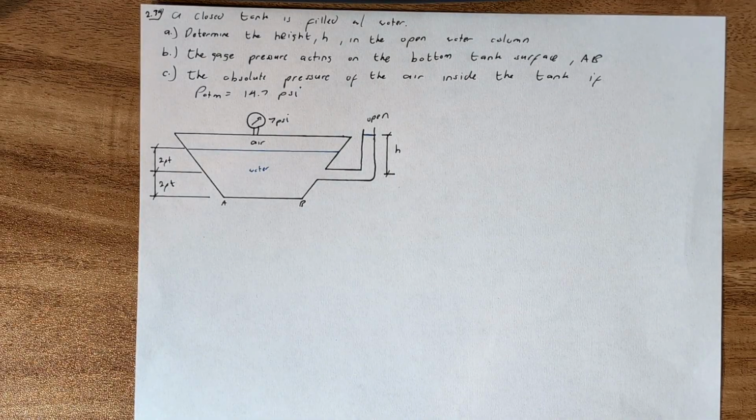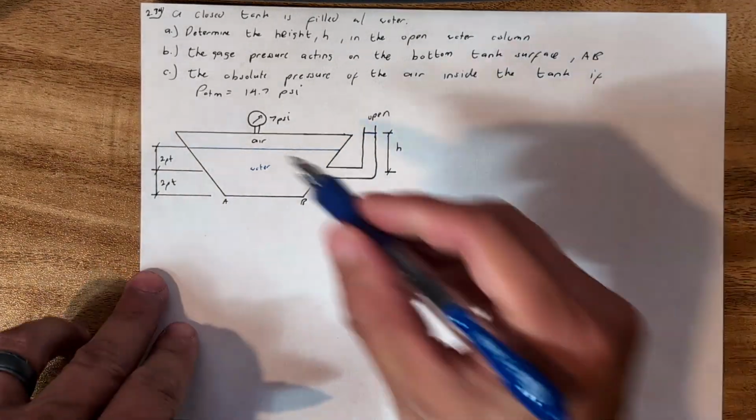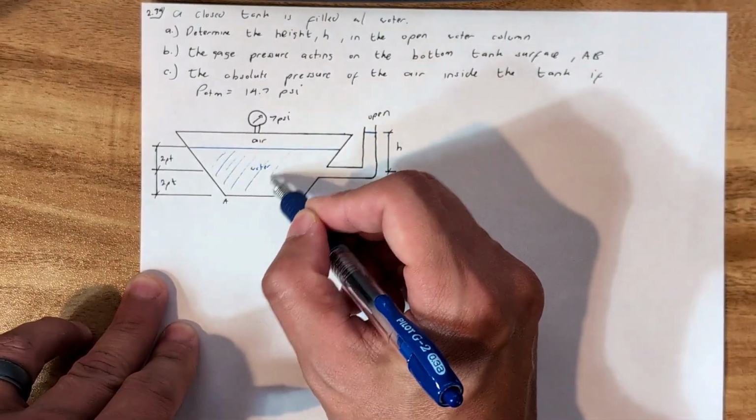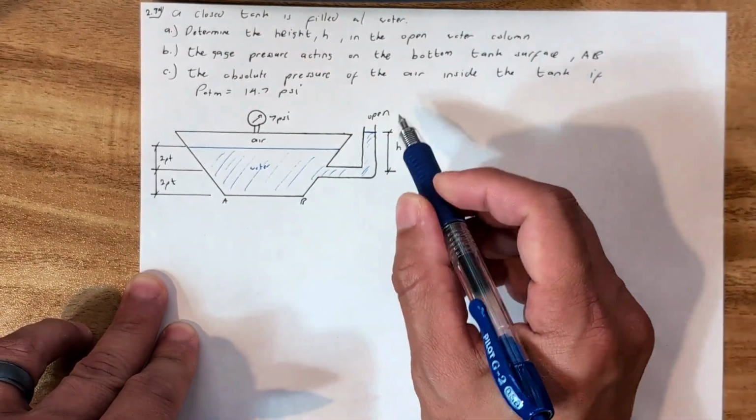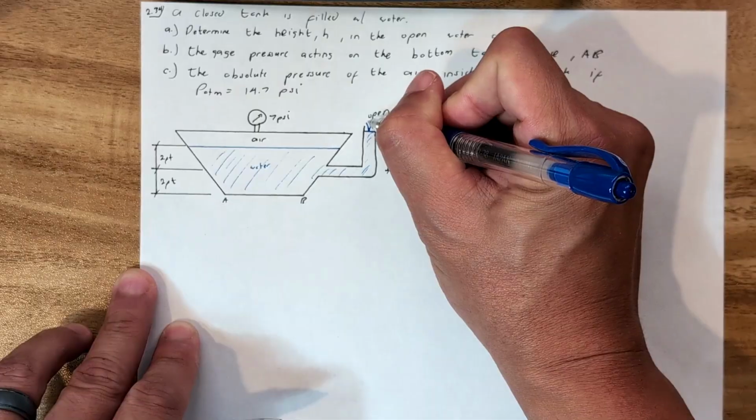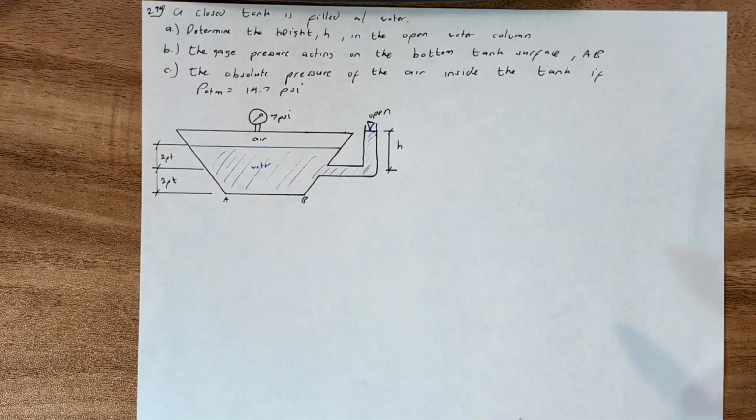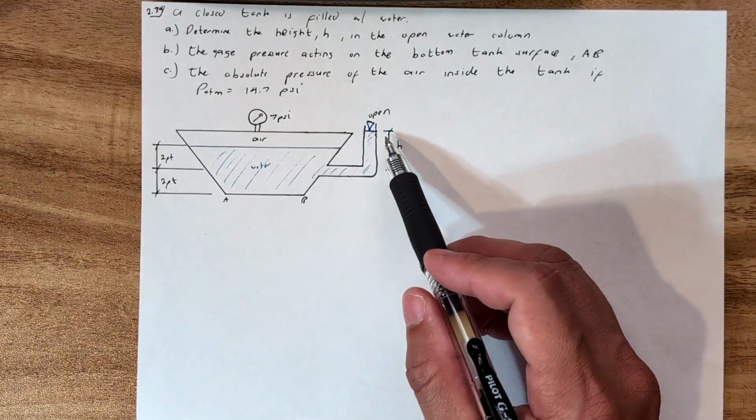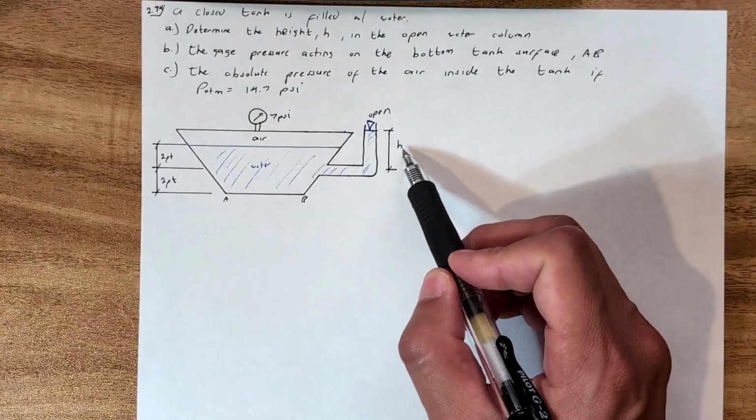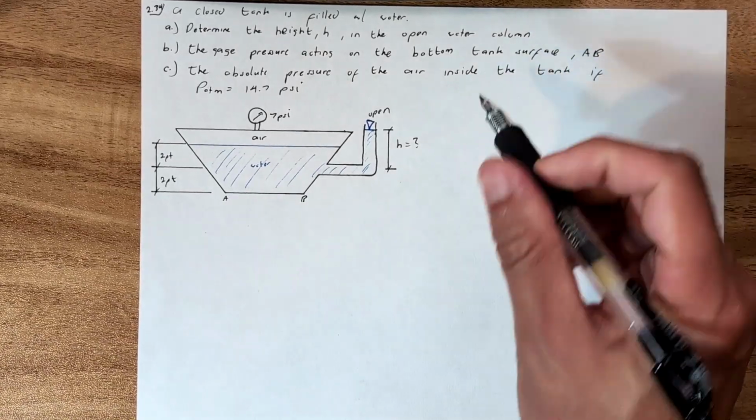For this one, problem 2.34, we have a closed tank that's filled with water. This whole thing is just water, and it's open on one end. Sometimes you'll see a triangle right here that denotes that it's open air. You want to determine the height in the open water column. This height right here is what we want to determine for part A, so put a question mark right there.